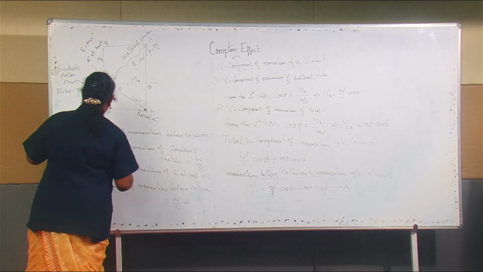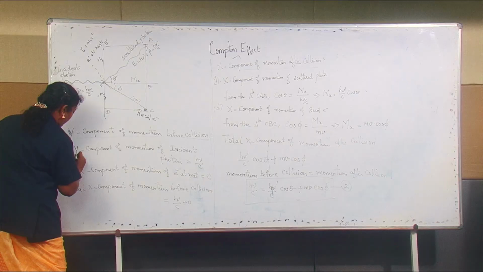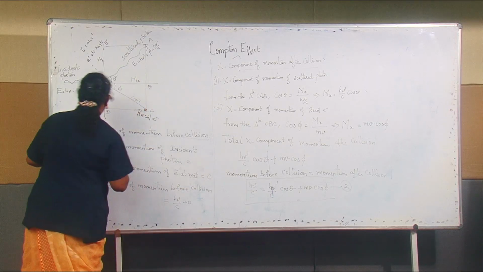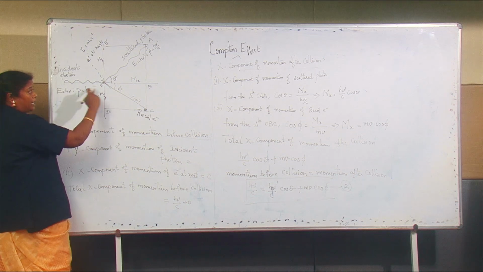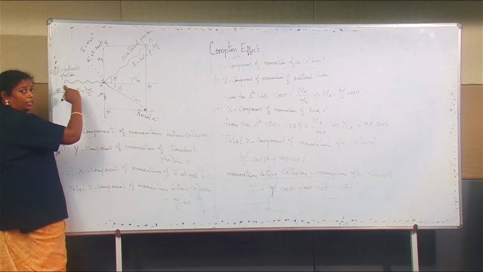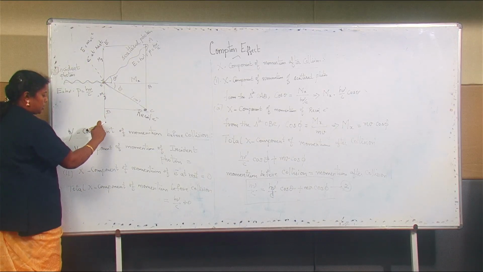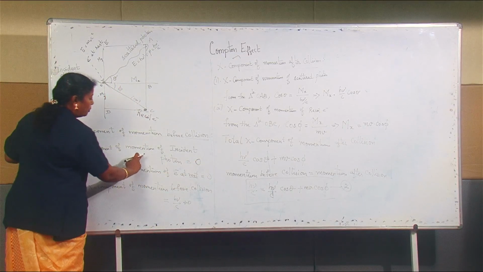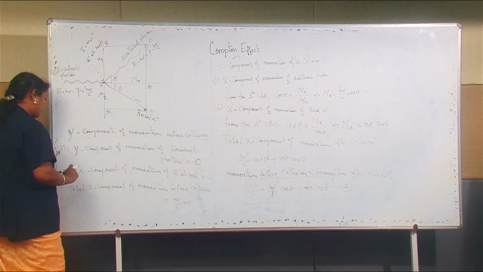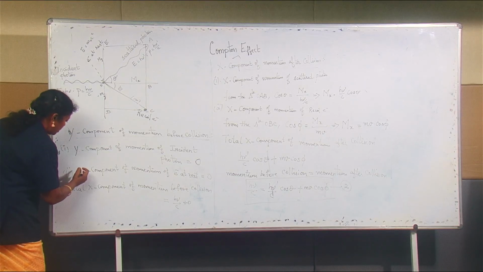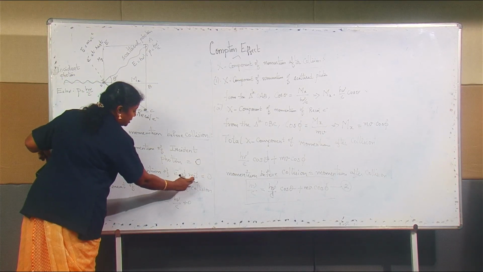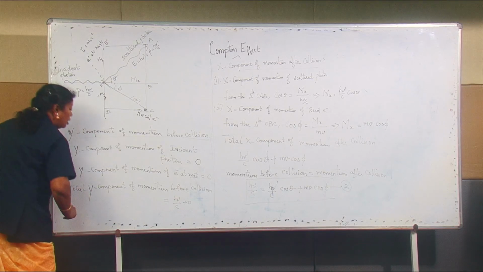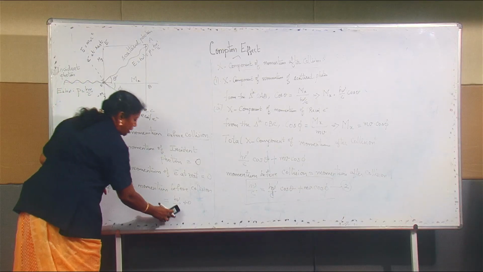The y component of momentum before collision. What will be the y component of momentum of the incident photon? See, the incident photon, the X-ray, is passing only along the x axis, not the y axis. See, this is the y axis, so not along it. So, we can write it as 0. The y component of momentum of the incident photon is 0. Similarly, the y component of momentum of the electron at rest is already 0. Therefore, the total y component of momentum before collision is 0.